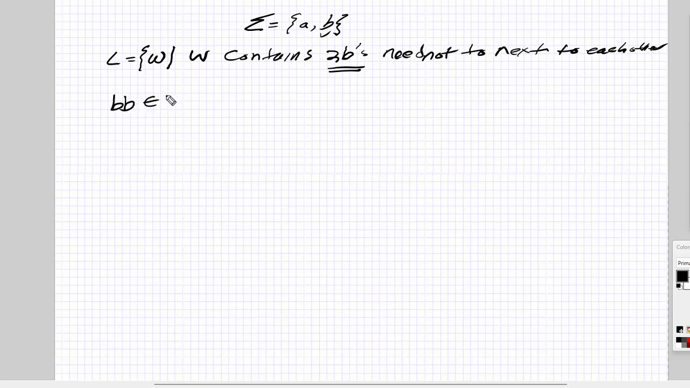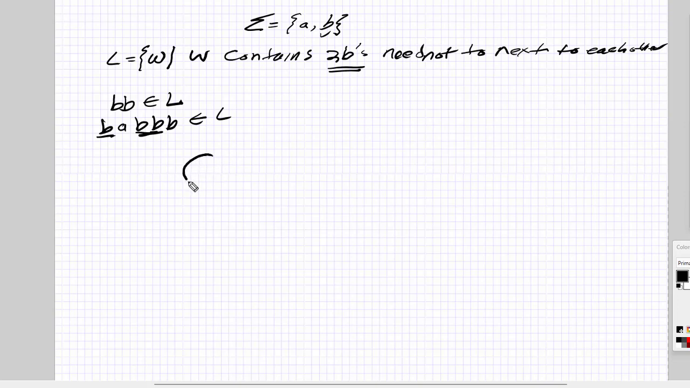BB is accepted in the language. BAB is accepted in the language because I have two B's. As long as I have two B's in it, I'm not interested in the A at all. So how do we draw the state diagram for that?